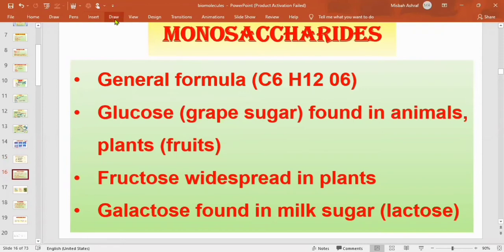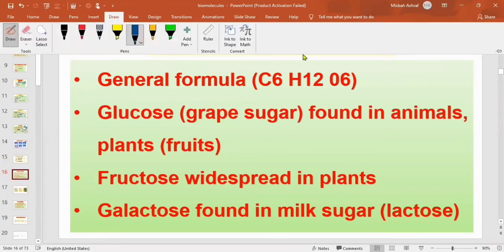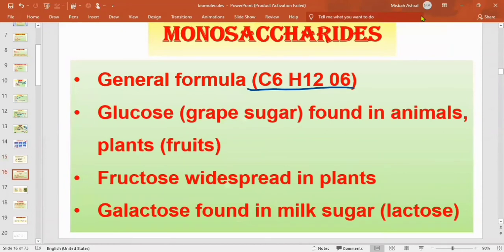Monosaccharides have the general formula C6H12O6, right? And this is for all the three types of monosaccharides which we have studied. The general formula will always be the same. You have to remember this.